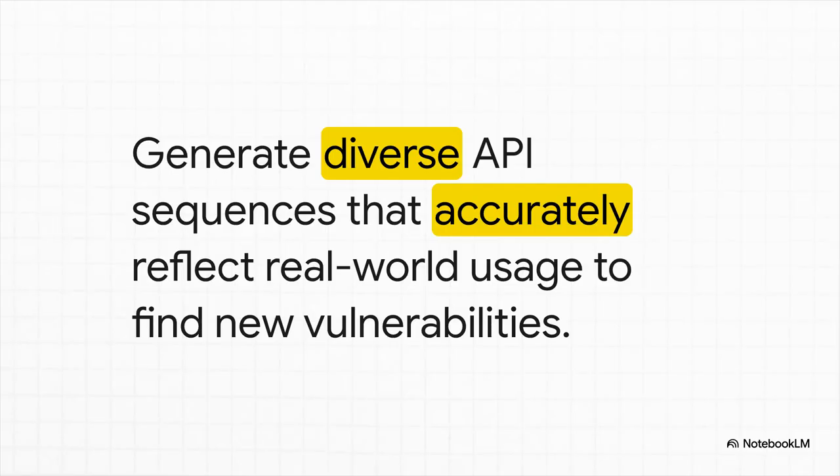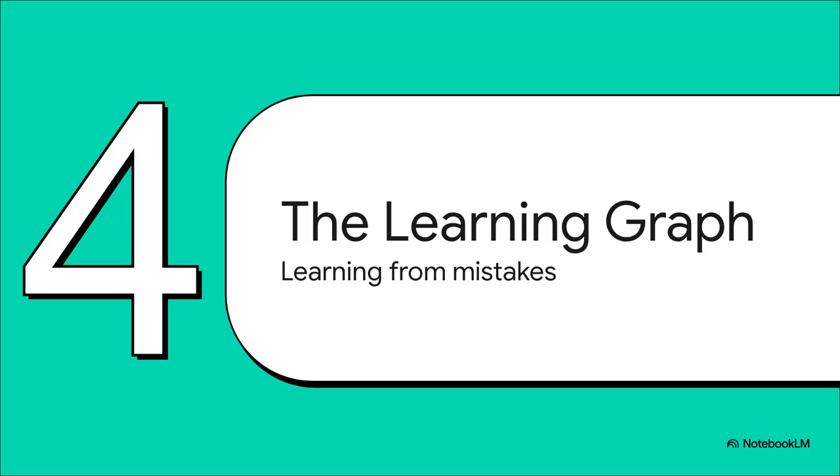So NEXZZER's whole mission is to do what other fuzzers couldn't: generate all these diverse, creative API sequences that are still accurate. It's all about finding new vulnerabilities by thinking outside the box, like a mutator, but being smart enough to avoid the false alarms you'd get from a replicator. So how on earth does it do that? Well, the secret sauce is something the researchers call the learning graph. This is the core innovation, the thing that lets NEXZZER adapt and actually get smarter over time.